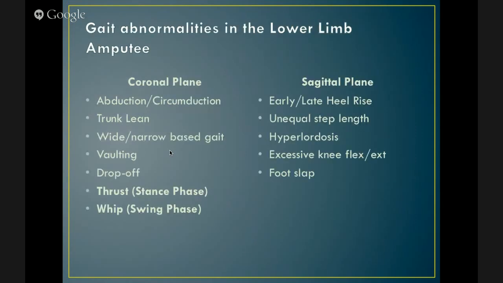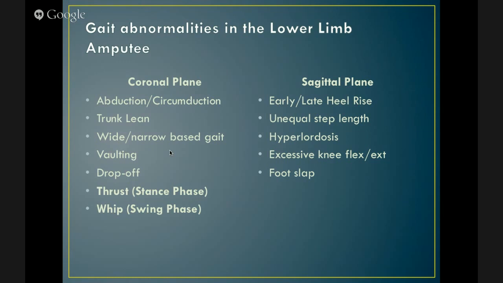This is just a number of some specific and some non-amputee or not so specific gait deviations that you'll see in patients with amputation. In the coronal plane, you can see abduction, circumduction, trunk lean, all this stuff, vaulting. So these are compensatory mechanisms.